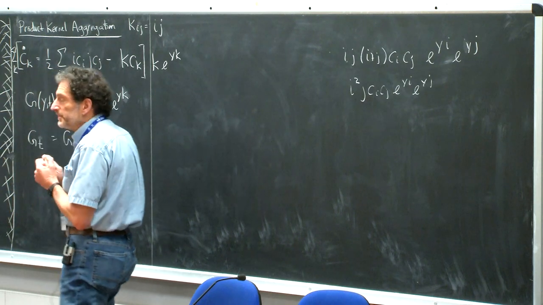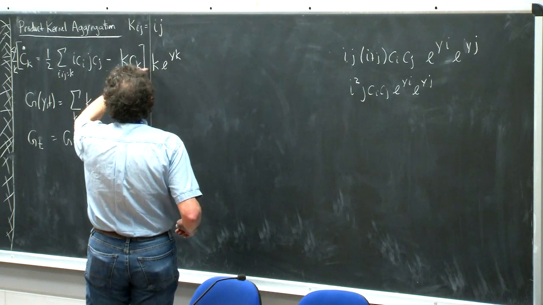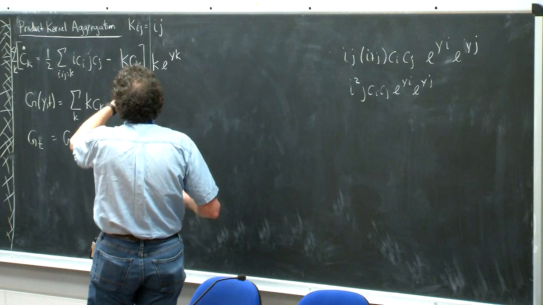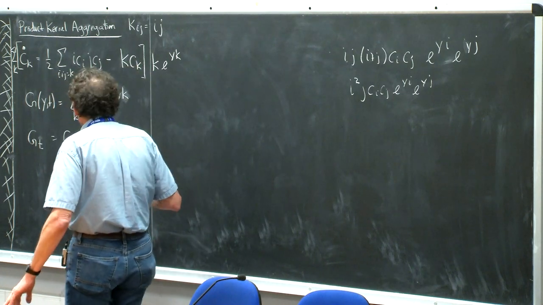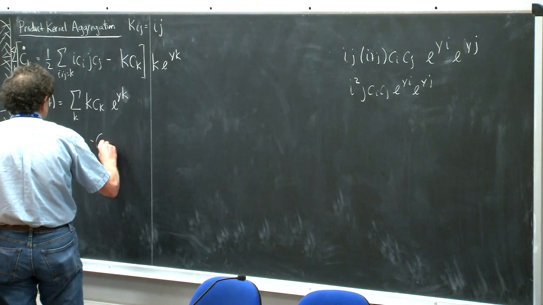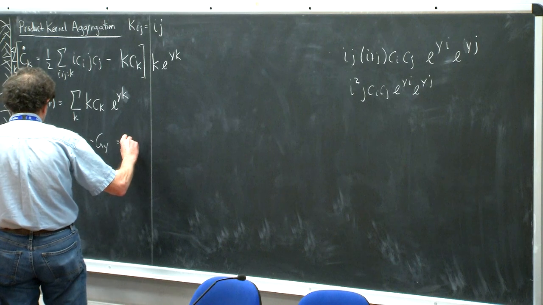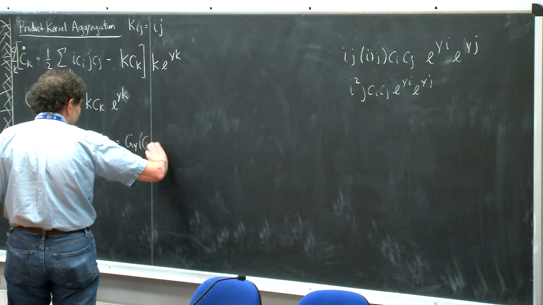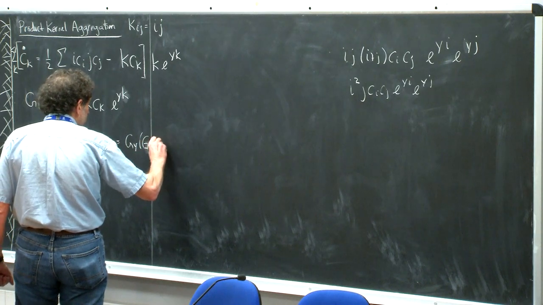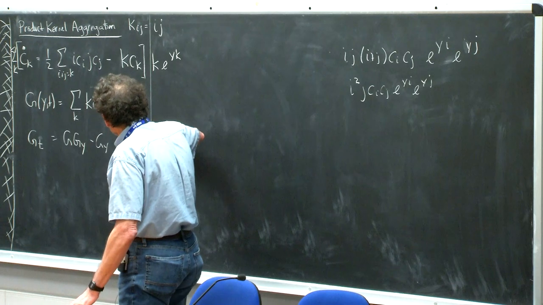So that's the first term. In the second term, I have k squared ck e to the yk. So that's the derivative of the generating function with respect to y. It just brings down one more factor of k. So this is just minus Gy. So I'm going to get Gy, G minus 1.